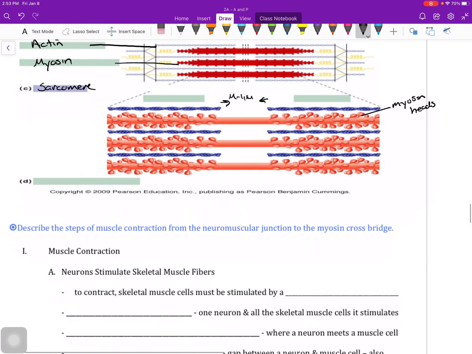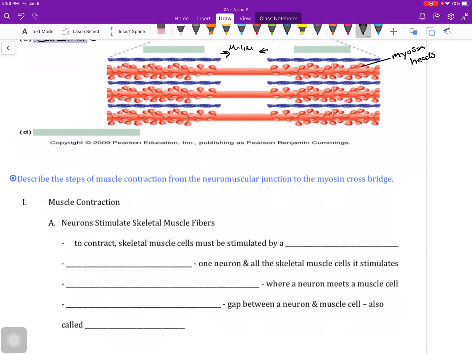All right, so what we're going to do is we're going to describe the steps of a muscle contraction. All right, so first you've got to have neurons to stimulate the skeletal muscle fibers. They've got to be stimulated by a nerve impulse. So in order to contract, skeletal muscles must be stimulated by a nerve impulse.